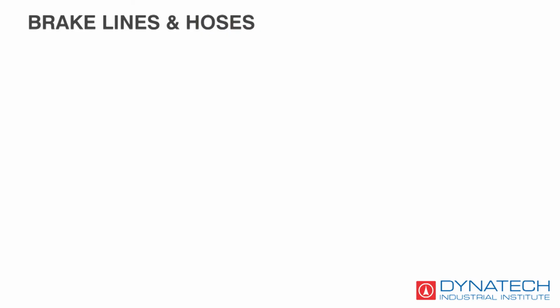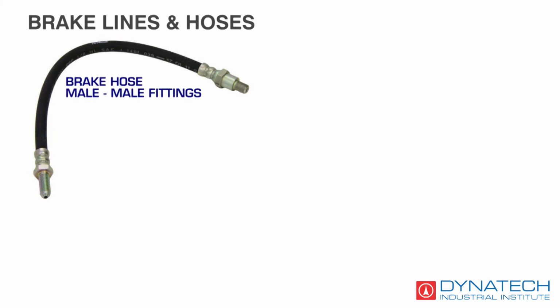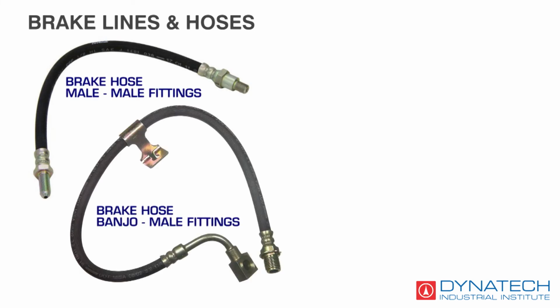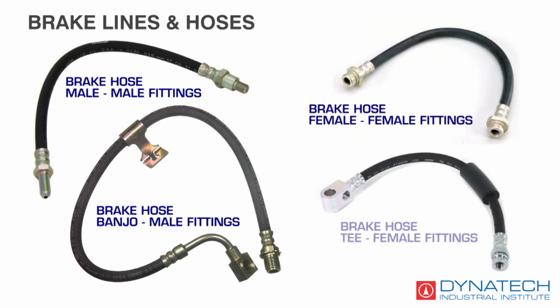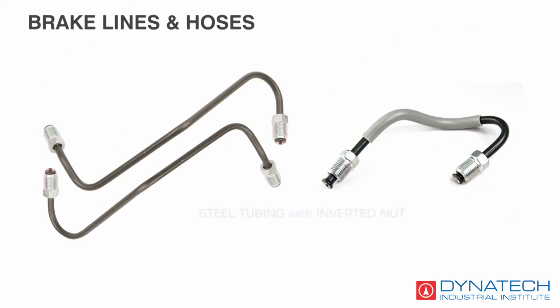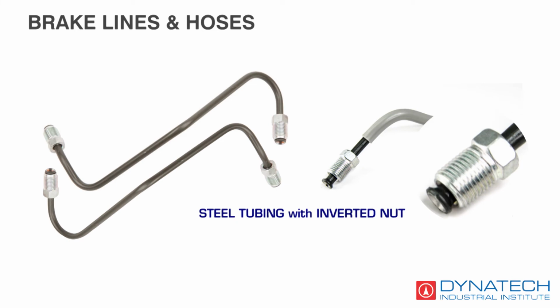Brake hoses: male to male fittings, banjo to male fittings, female to female fittings, T to female fittings. Inverted nut fittings on double flare steel tubes.